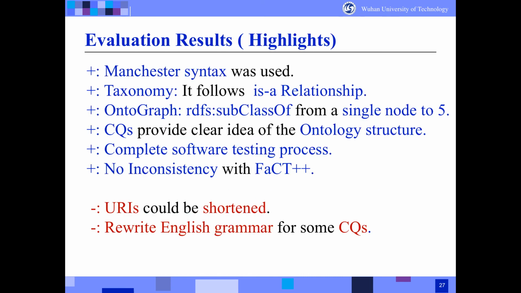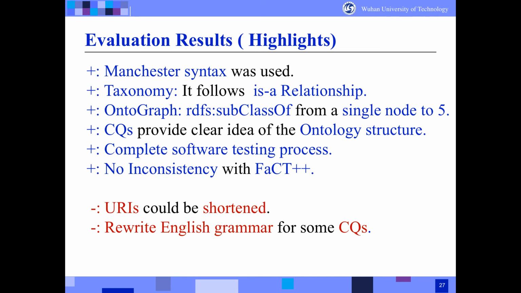The summary of the evaluation results is here. Manchester's index was used. Taxonomy: it follows is-a relationship. Ontograph: RDFS subclass of forms a single node to 5. CQs provide a clear idea of the ontology structure. Complete software testing process. No inconsistency with fact plus.